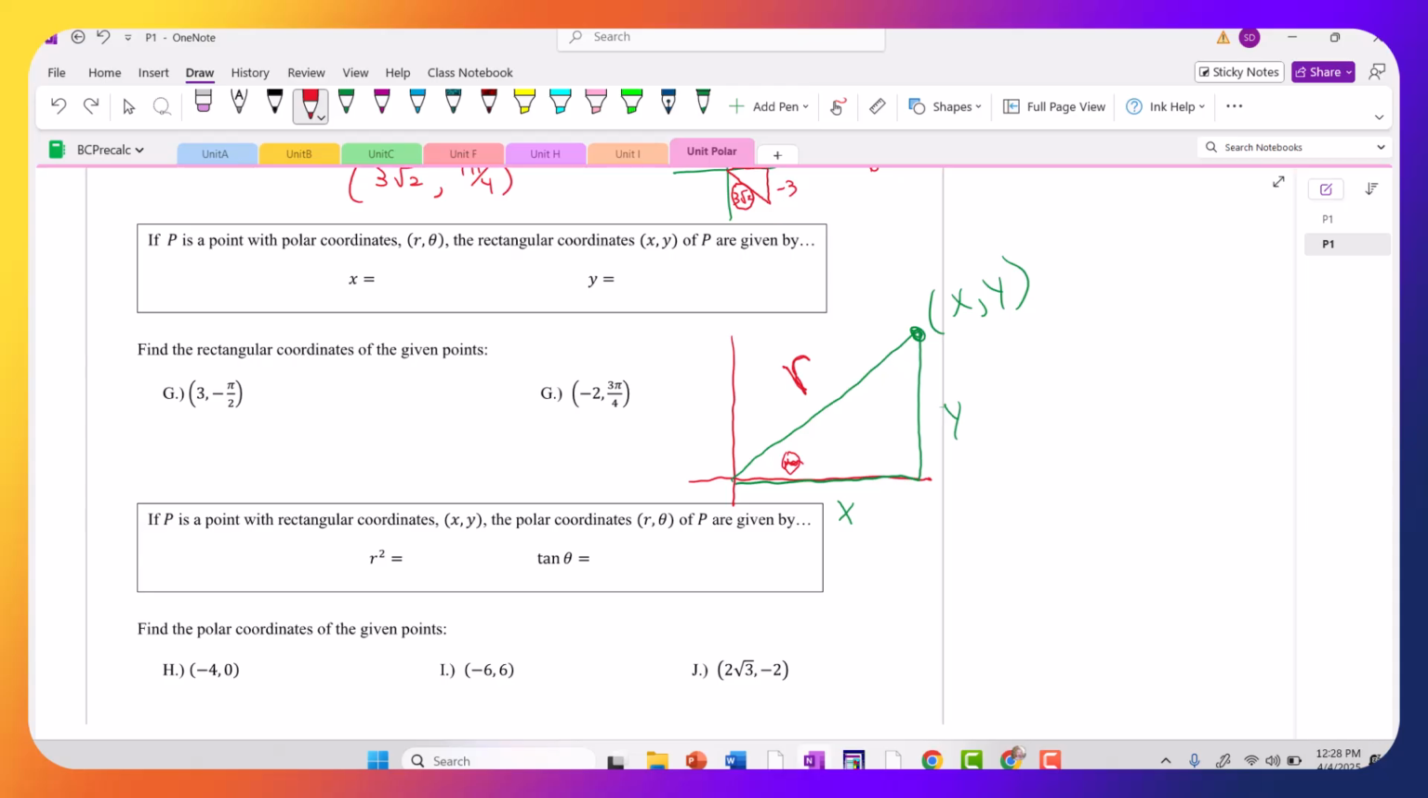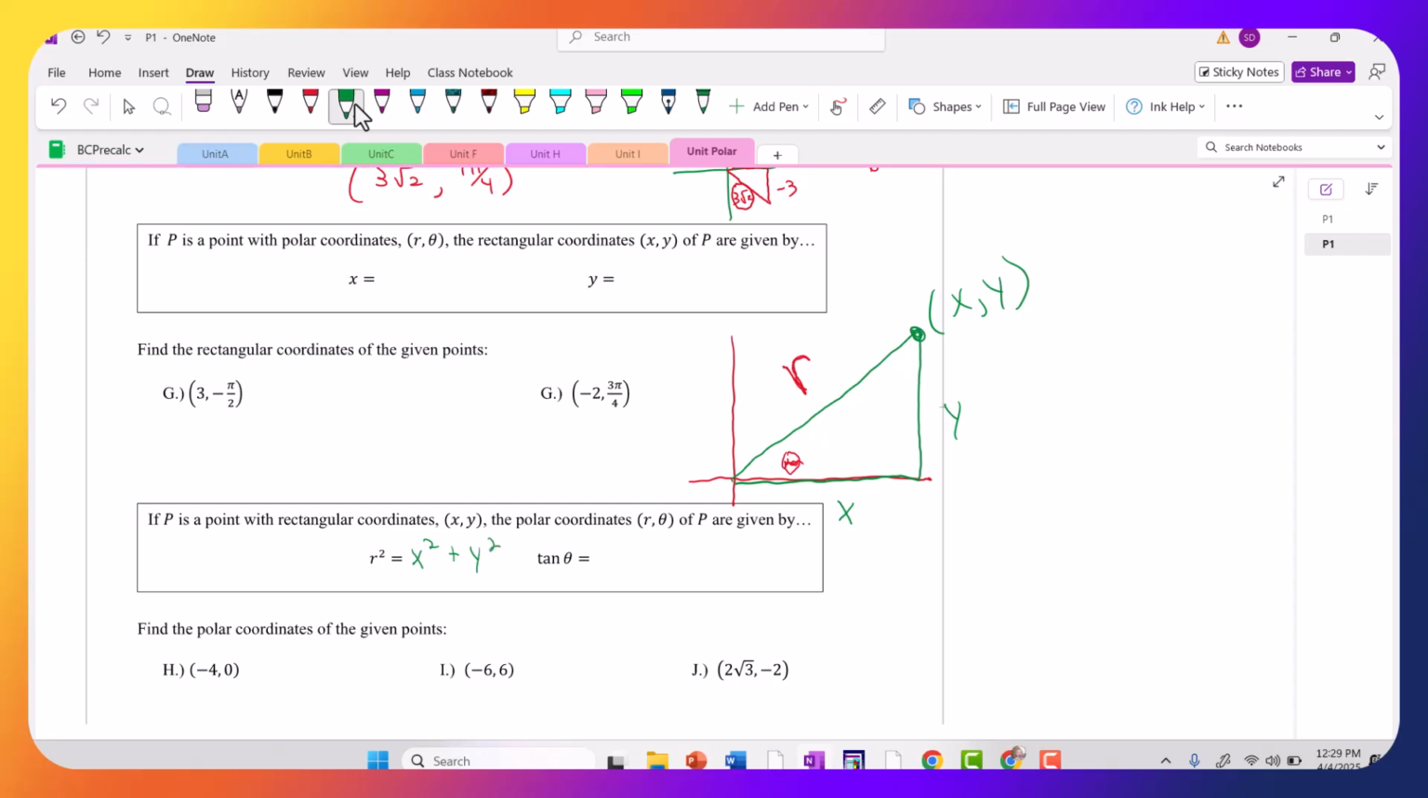Okay, so here we go. You ready? All right. So how do I find r? How do I find r if I know x and y? And I'm going to leave this in green. How do I find r if I know x and y? Pythagorean theorem. So r squared equals x squared plus y squared, right?